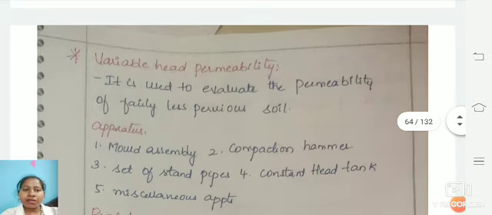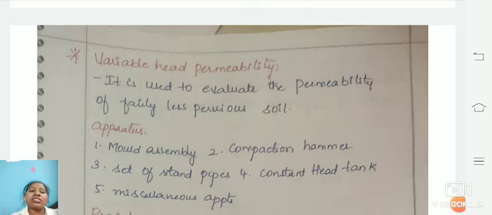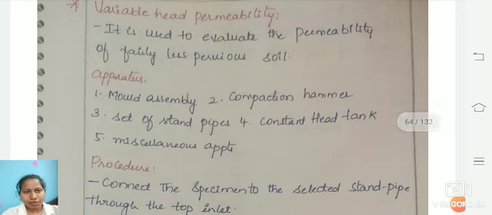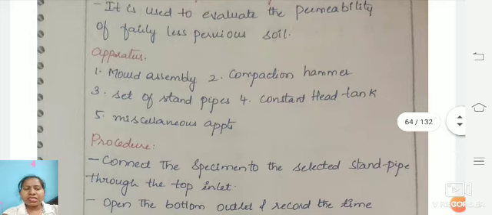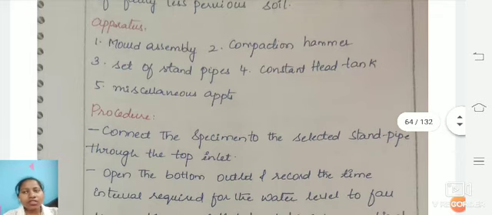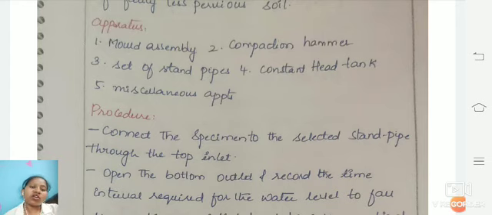Now we will see the variable head test method. As we know, this variable head test method is mostly used for fine types of soils, that means less pervious soils. What apparatus will we take into consideration? Mold assembly and compaction hammer, a set of standard pipes, a constant head tank, and miscellaneous apparatus. As I said, in the constant head method the head tank water level will always be constant, whereas it is not so for the variable head test.